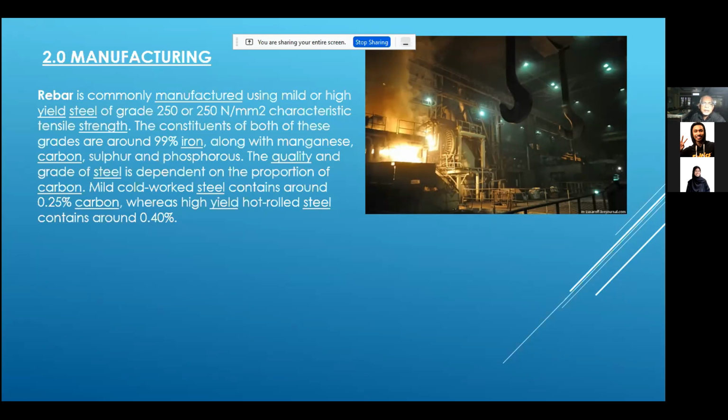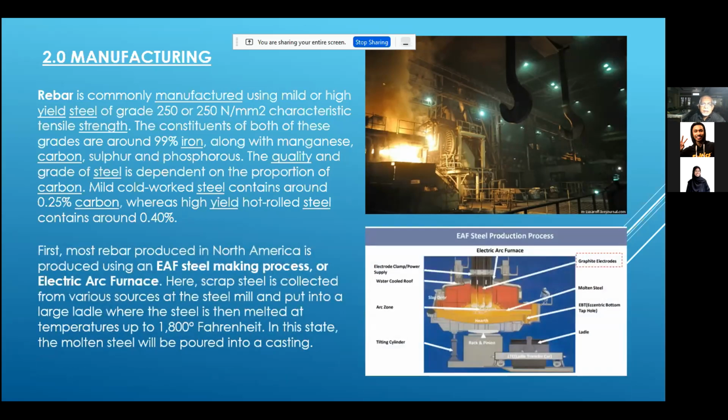So mild steel, the quality depends on the proportion of carbon. Mild steel contains only around 0.25. I think you can refer to the first or second lecture on this, the content of carbon in steel. So basically, it's manufactured through the electric arc furnace. I think we have also discussed it earlier. Here is just a diagram of the arc furnace.